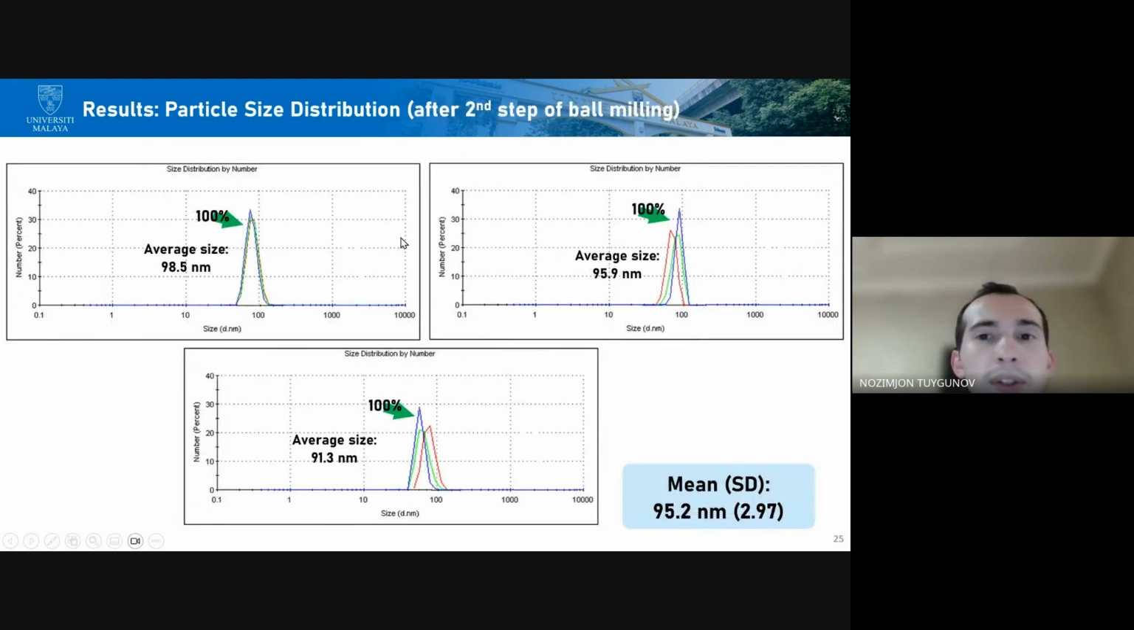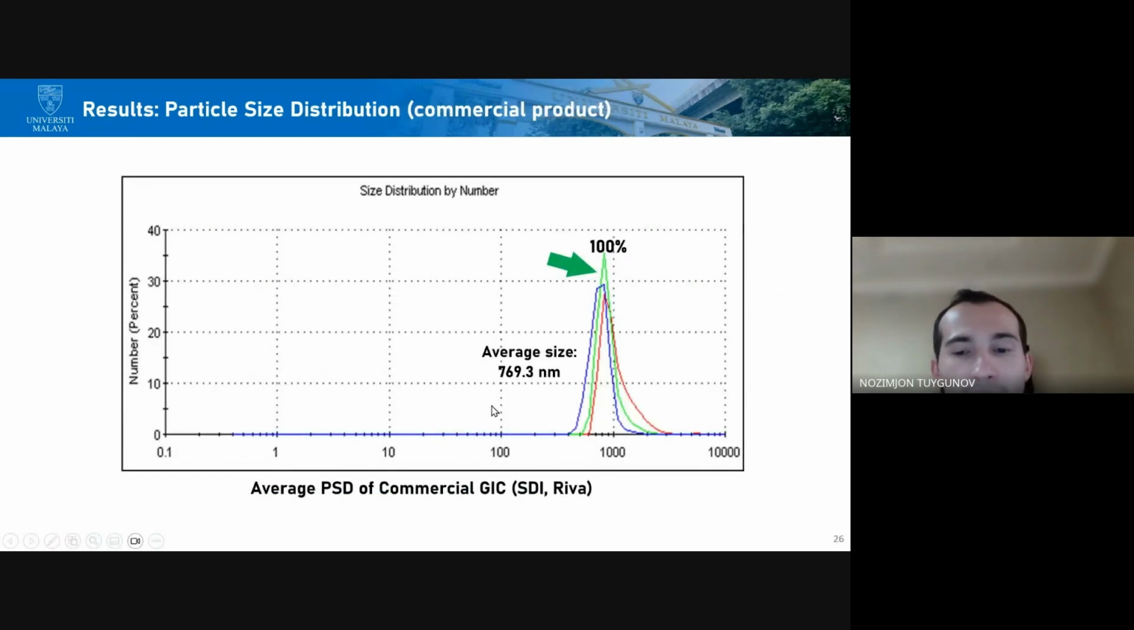Then we proceeded with the second step of our ball milling process, and as a result, we evaluated different batches, and from different batches, we got a mean of 95 nanometers for our particles. Here are the results of our commercially available glass ionomer cement, which revealed 769 nanometers with 100% homogeneity.